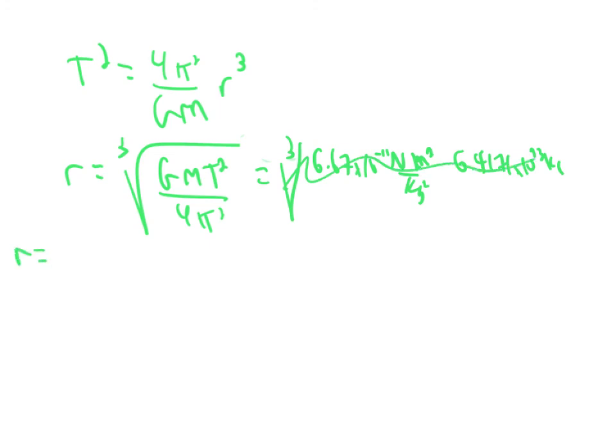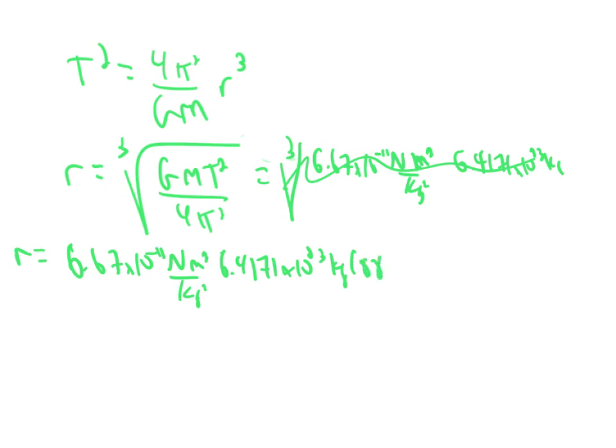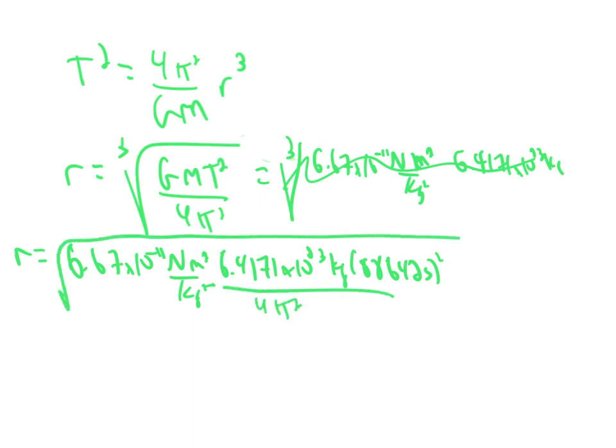I need a lot more room. It's a big number. 6.67 times 10 to the minus 11 newton meter squared per kilogram squared times the mass, which is 6.4171 times 10 to the 23 kilograms, times the period squared, which was given as 88,642, all of which is over 4 pi squared, and then cube rooted, which apparently turns out to be 2.04 times 10 to the 7 meters, or about half as much as on Earth.